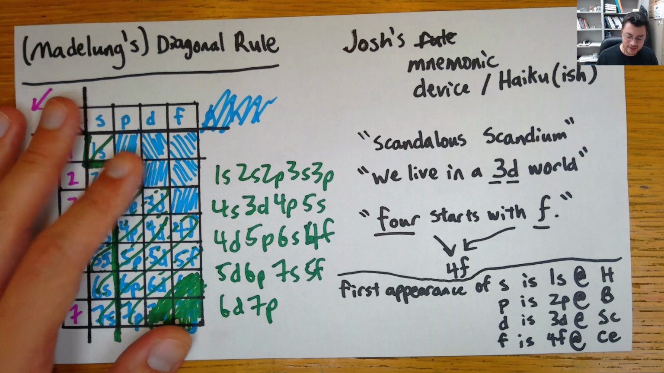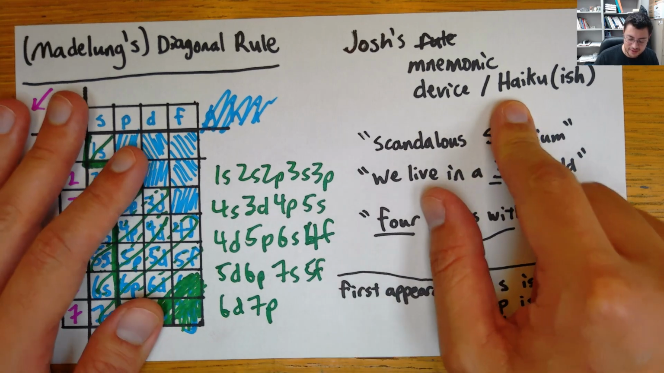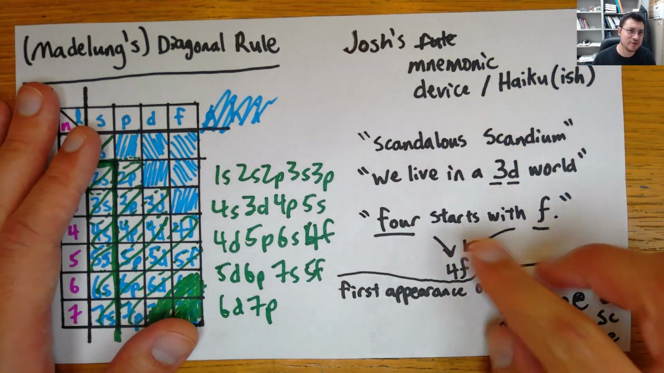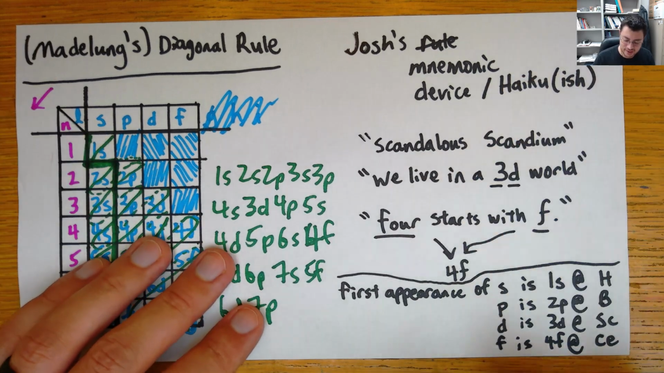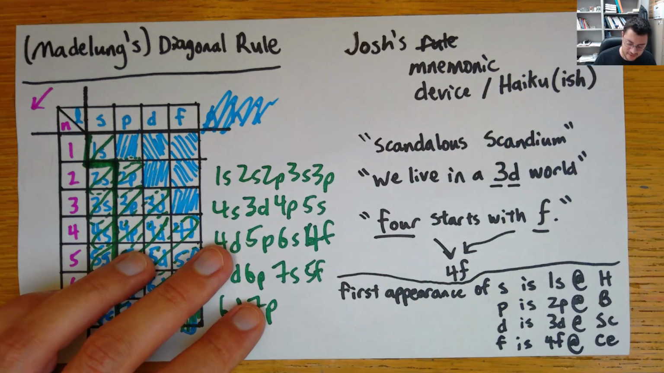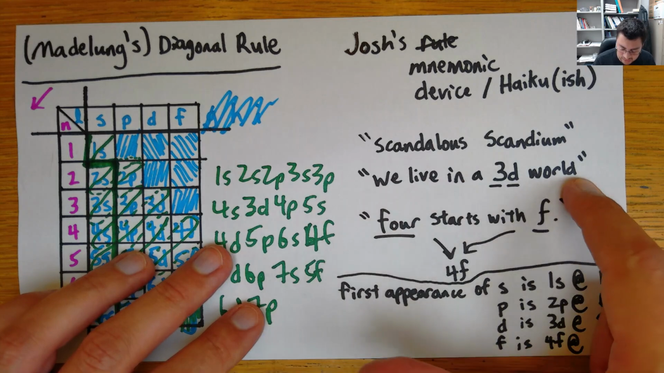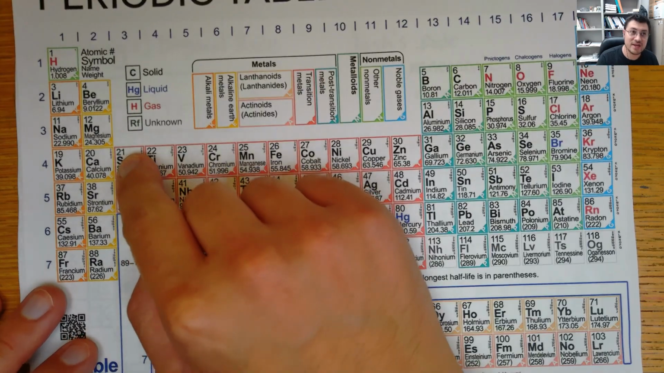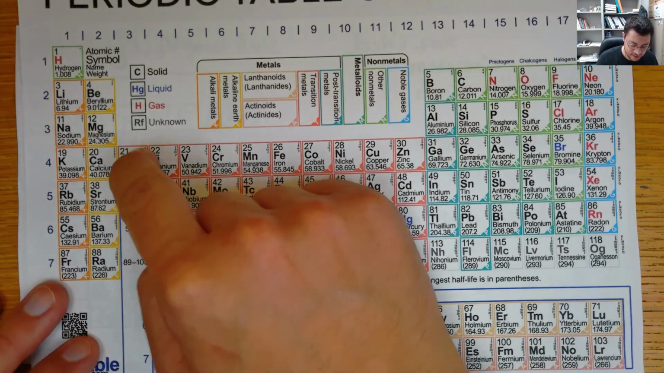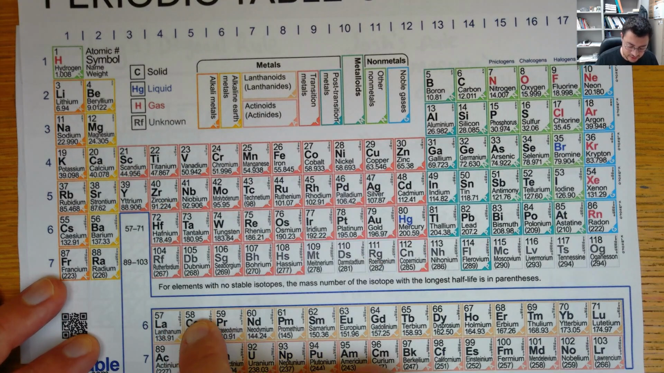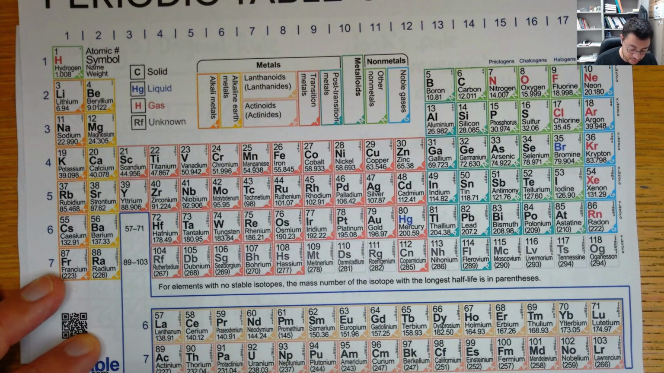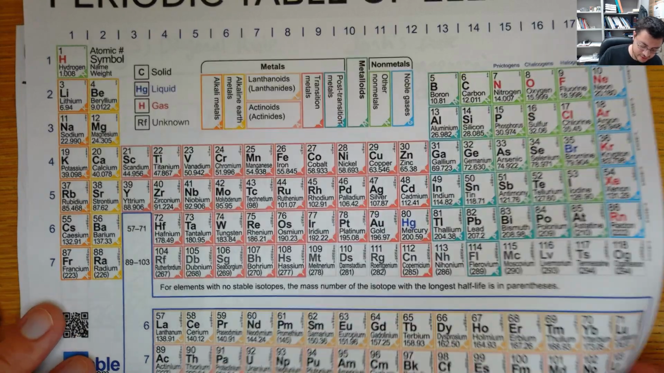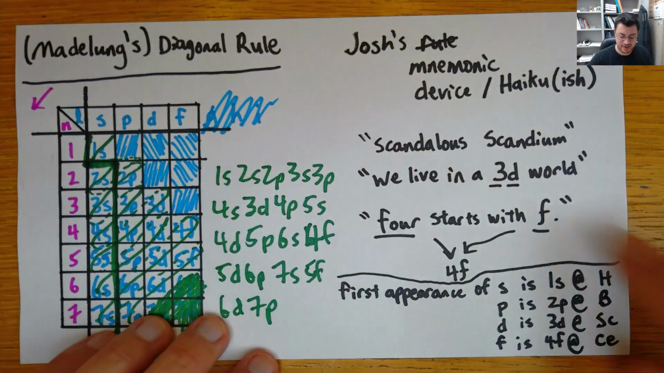All right, I have these silly mnemonic devices. This is almost a haiku, so I put like haiku-ish. Scandalous Scandium. We live in a 3D world. 4 starts with F. So here's Scandalous Scandium, 3D. We're living in a 3D world. Cerium starts with F, starts with 4. That's the way I like to remember that.